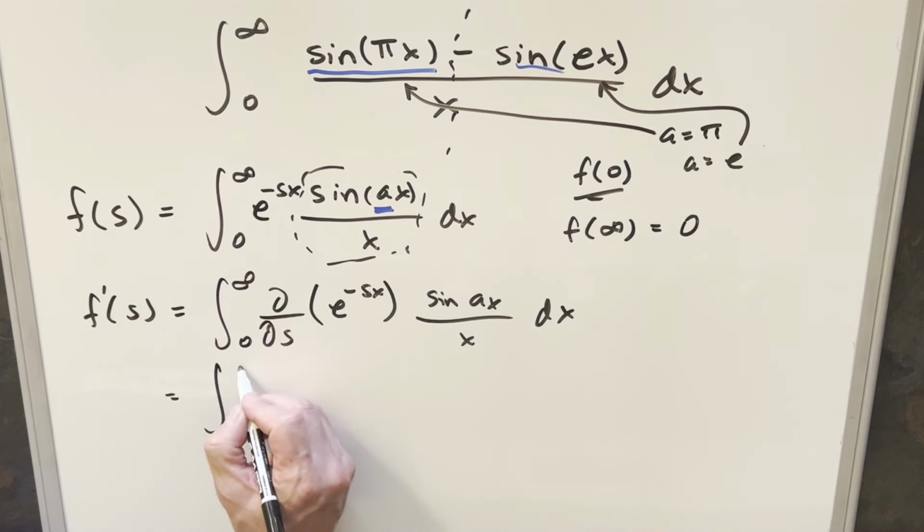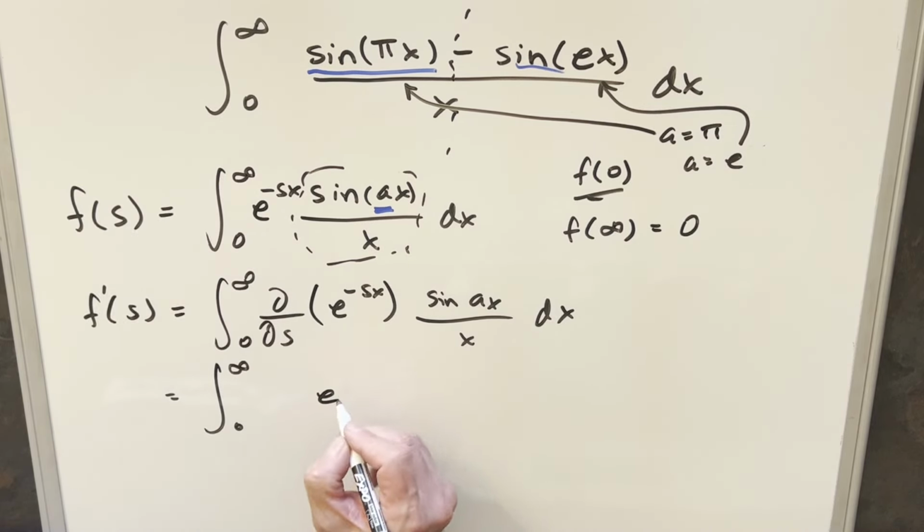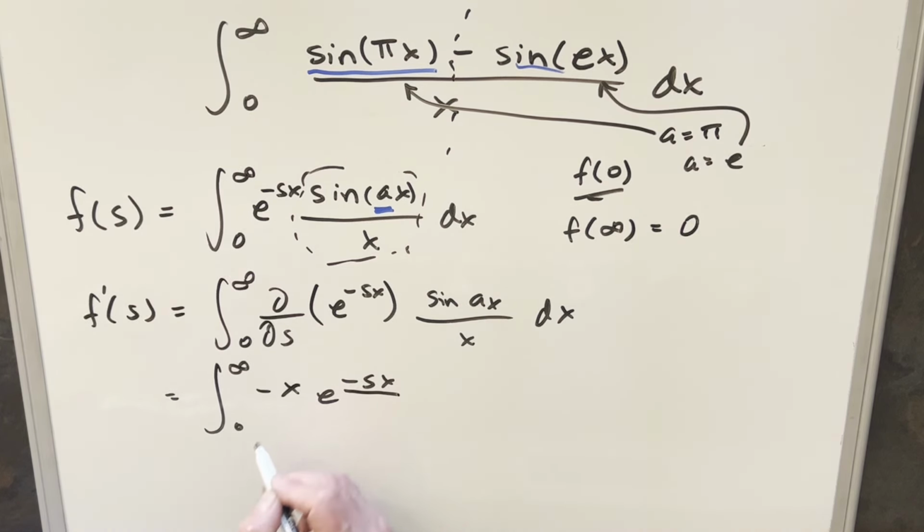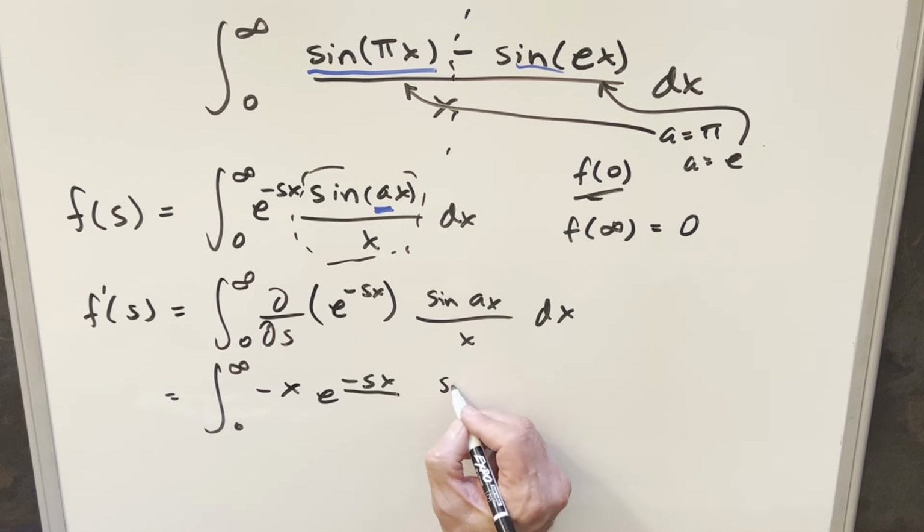And then we go ahead and differentiate over here. First, we're going to get back the same thing. We're going to get back e^(−sx). But then chain rule on this here is going to pull out a minus x, and we'll just bring over this other stuff.